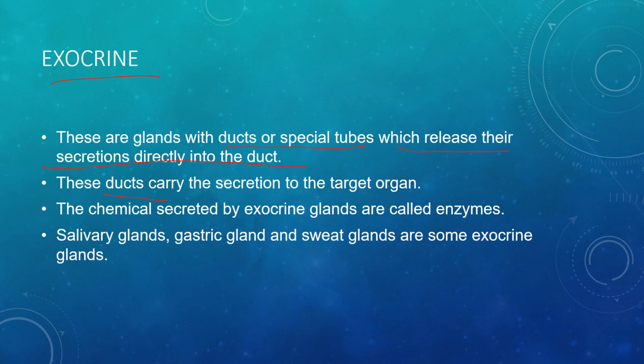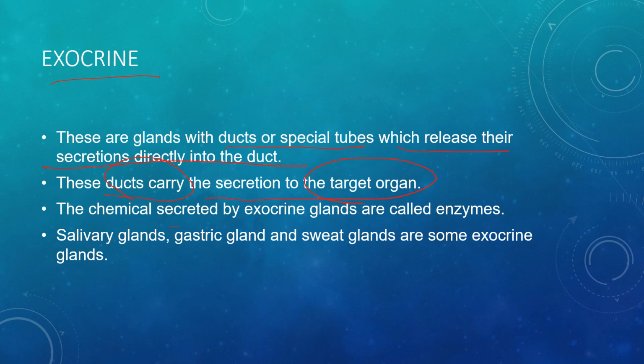And what is the function of these ducts? They are carrying the secretion to the target organ. In the previous one, if you remember, they were carrying their secretion through the blood or the plasma, because they were giving the secretion in between the tissue spaces or directly into the blood. The blood was carrying the chemicals to the target organs. But in the exocrine glands, the secretions are directly poured into the duct, and these chemicals are carried by the duct to the target organs.